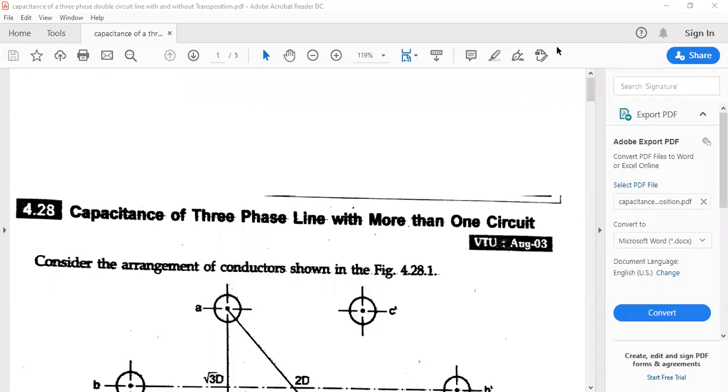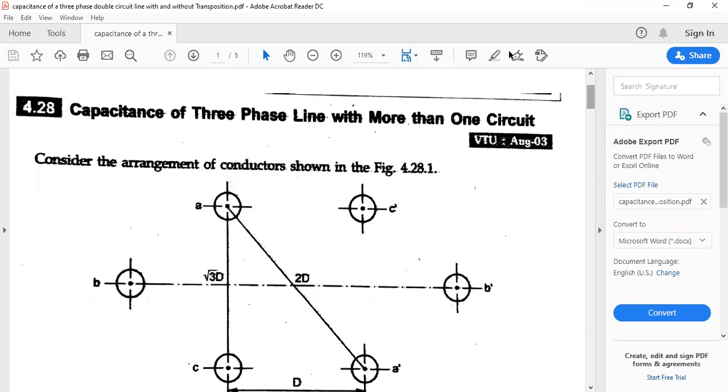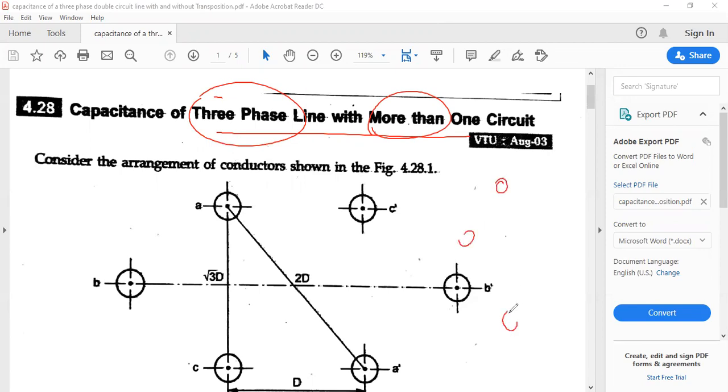Hello everyone. Today we are going to start a topic called capacitance of a three-phase line with more than one circuit. So what do you generally mean by more than one circuit? It means a double circuit line, which is present in all the three phases of a transmission line system. So once I have three conductors A, B, C, on the other side you will have A dash, B dash and C dash.